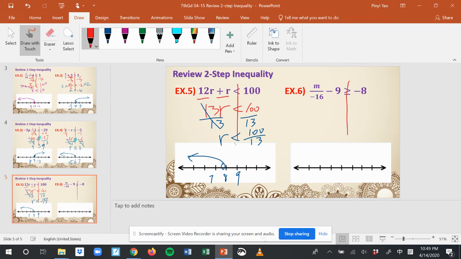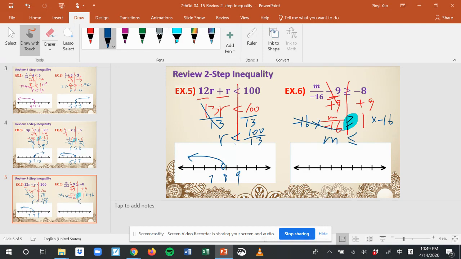Start with dealing with the minus 9. So we add 9 on both sides. They cancel. We got m over negative 16 is greater or equal to 1. Next, since this is divided by negative 16, we're going to times both sides by a negative 16. And now we see we're multiplying by a negative number, which means we need to flip the sign into less than or equal to. So that is gone. We got m is less than or equal to negative 16.